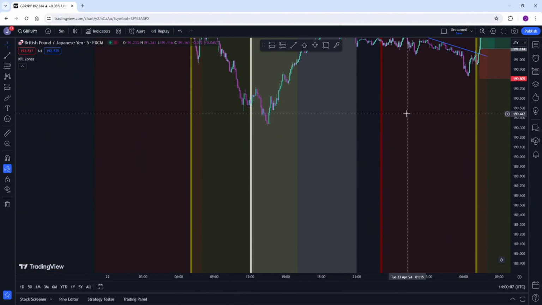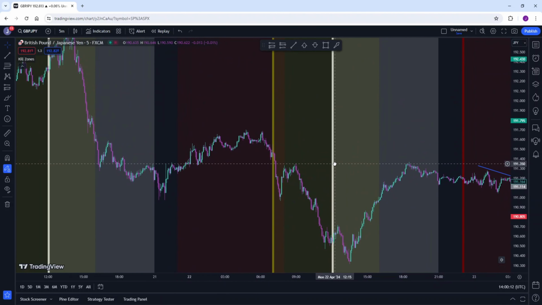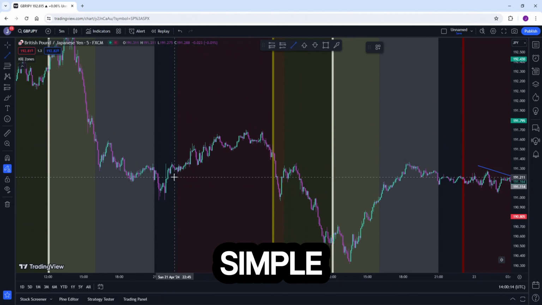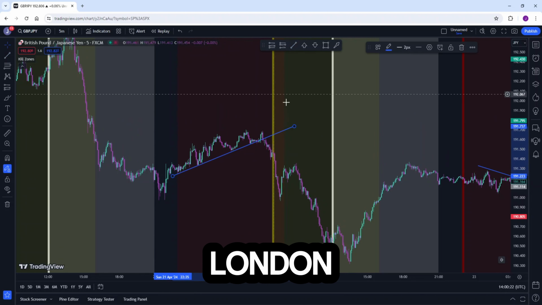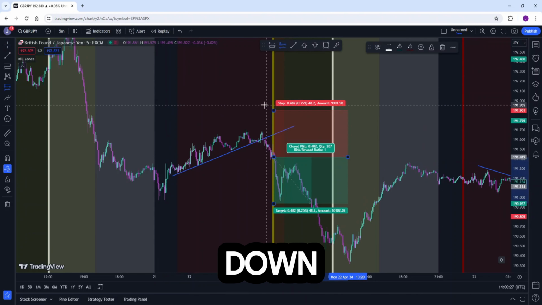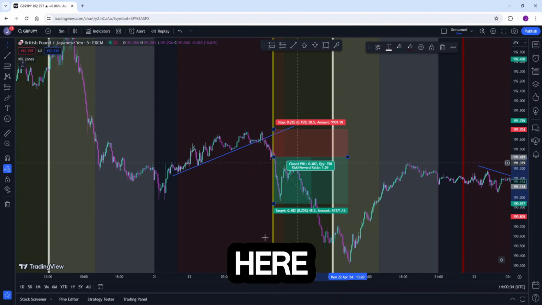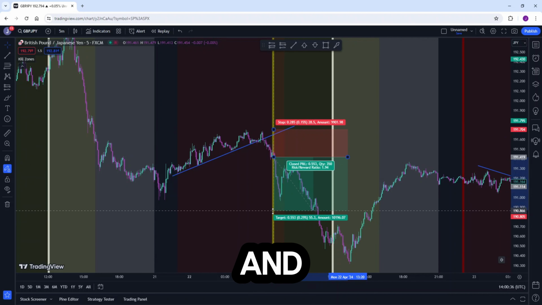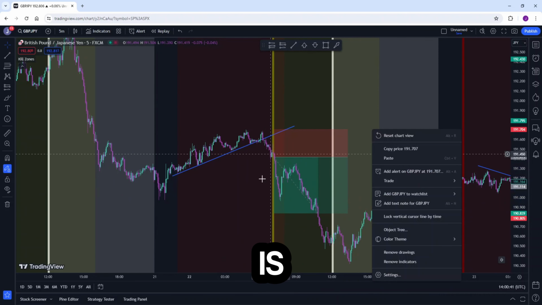Okay, we will check another one. Here is again the same strategy, it's so simple. Here is the trend line, here is the break, we need to wait for the London session, and then we go down. Last higher high, and a risk reward ratio like 2. Again, an easy trade, a winning trade.